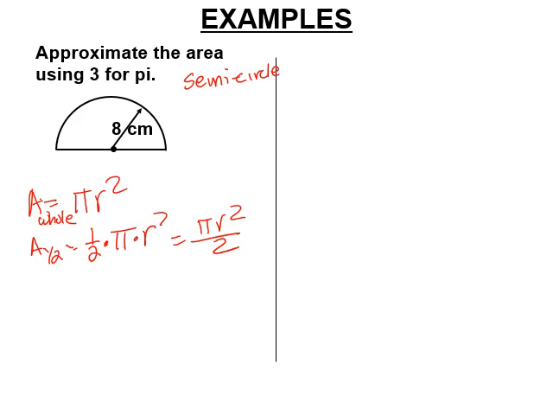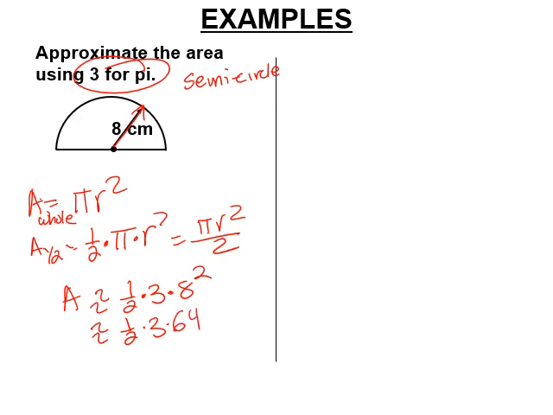So it says use 3 for pi. Isn't that nice? I'm being nice. Then the radius is 8. So 8 squared, and then we're going to divide that all by 2. Let's multiply it by 1/2, in fact. Let's say 1/2 times 3 times 8 squared. So that's 1/2 times 3 times 64.